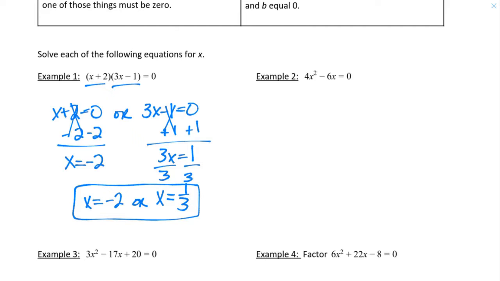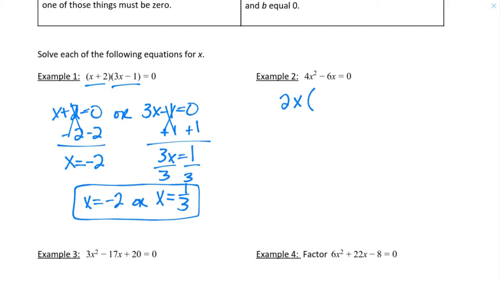So let's take a look at example 2. In example 2, we have an expression that is not factored. However, we do have it equal to 0. So with this, what we need to do is we need to get the left side so that it becomes something times something equals 0. So if we look at this initially, we want to look for a GCF, and we do have a common factor here. So our greatest common factor of these two terms would be 2x. So let's go ahead and let's factor that out.